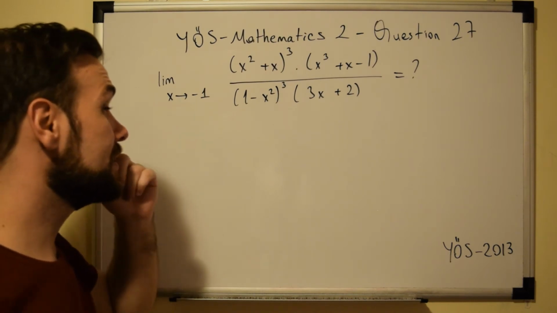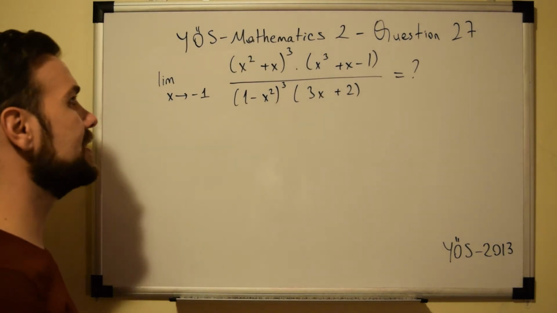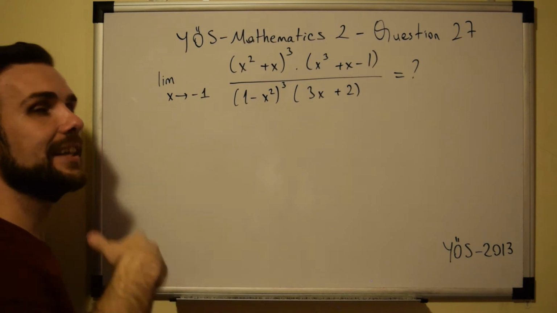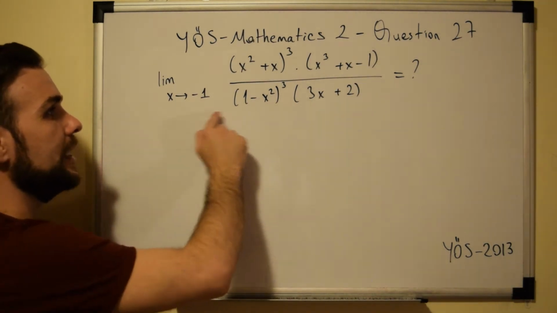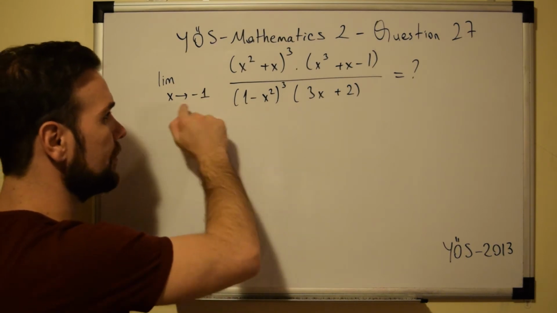Now, the basic mistake that students make in these kinds of questions is to substitute minus 1 for x. Let's do that and see what we're going to get. So instead of x, I will replace the value of x with minus 1.